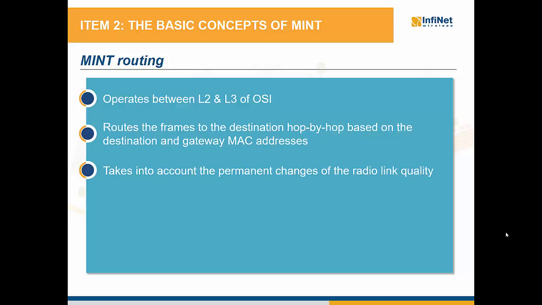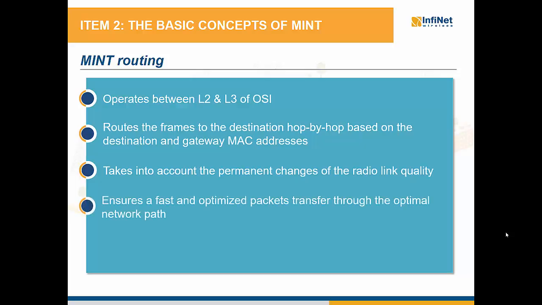The routing module of Infinet Wireless units does not need to be enabled for ensuring the data transferred through the Mint network. It relies only on the switching module, which is by default activated too. Switching takes place only at the source and destination nodes. The frames are switched from one port of a switch group to another port of the same switch group, whereas Mint routing is performed hop by hop, based, as we have discussed, on the destination MAC and gateway MAC, and each unit has to determine the best path to reach the destination.